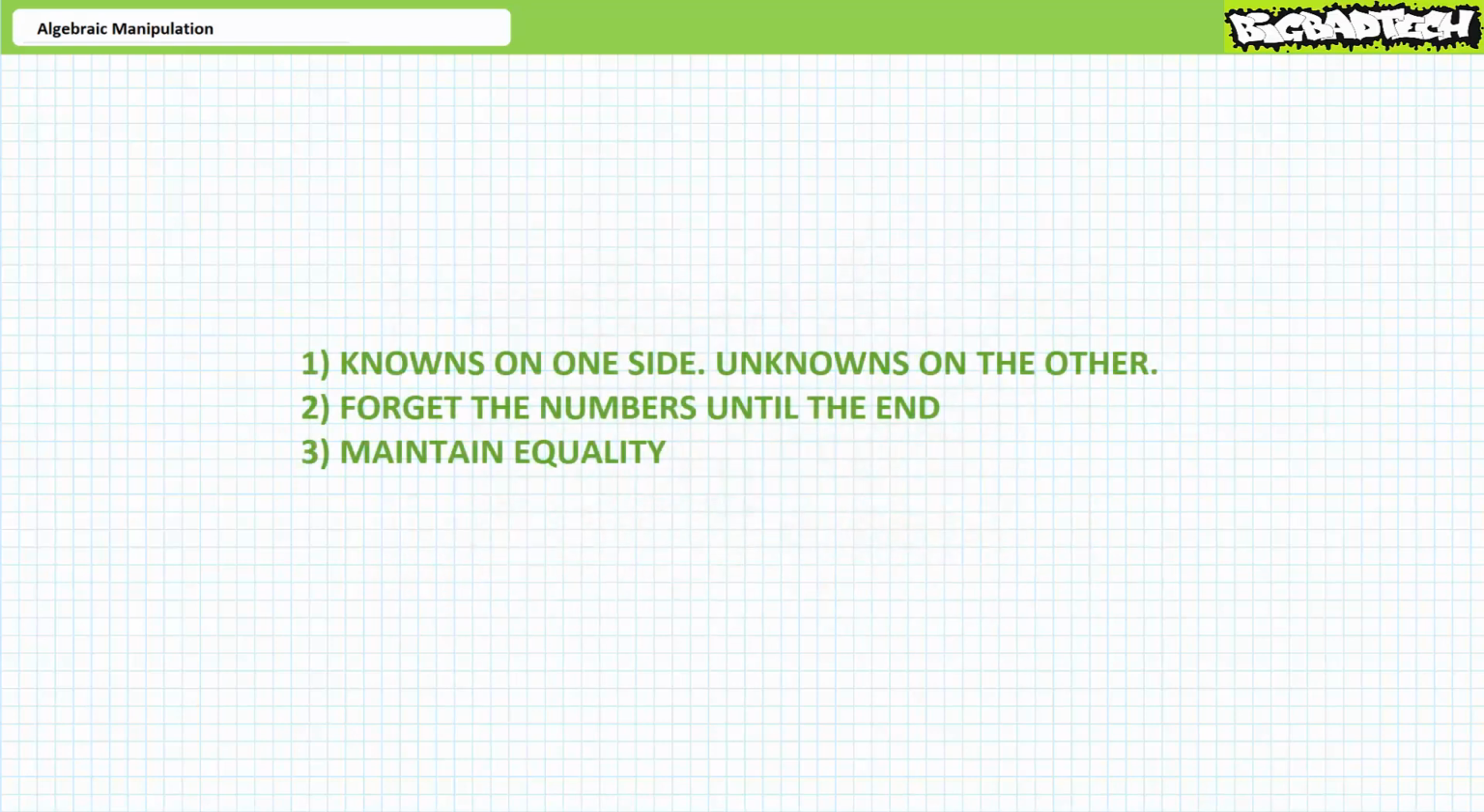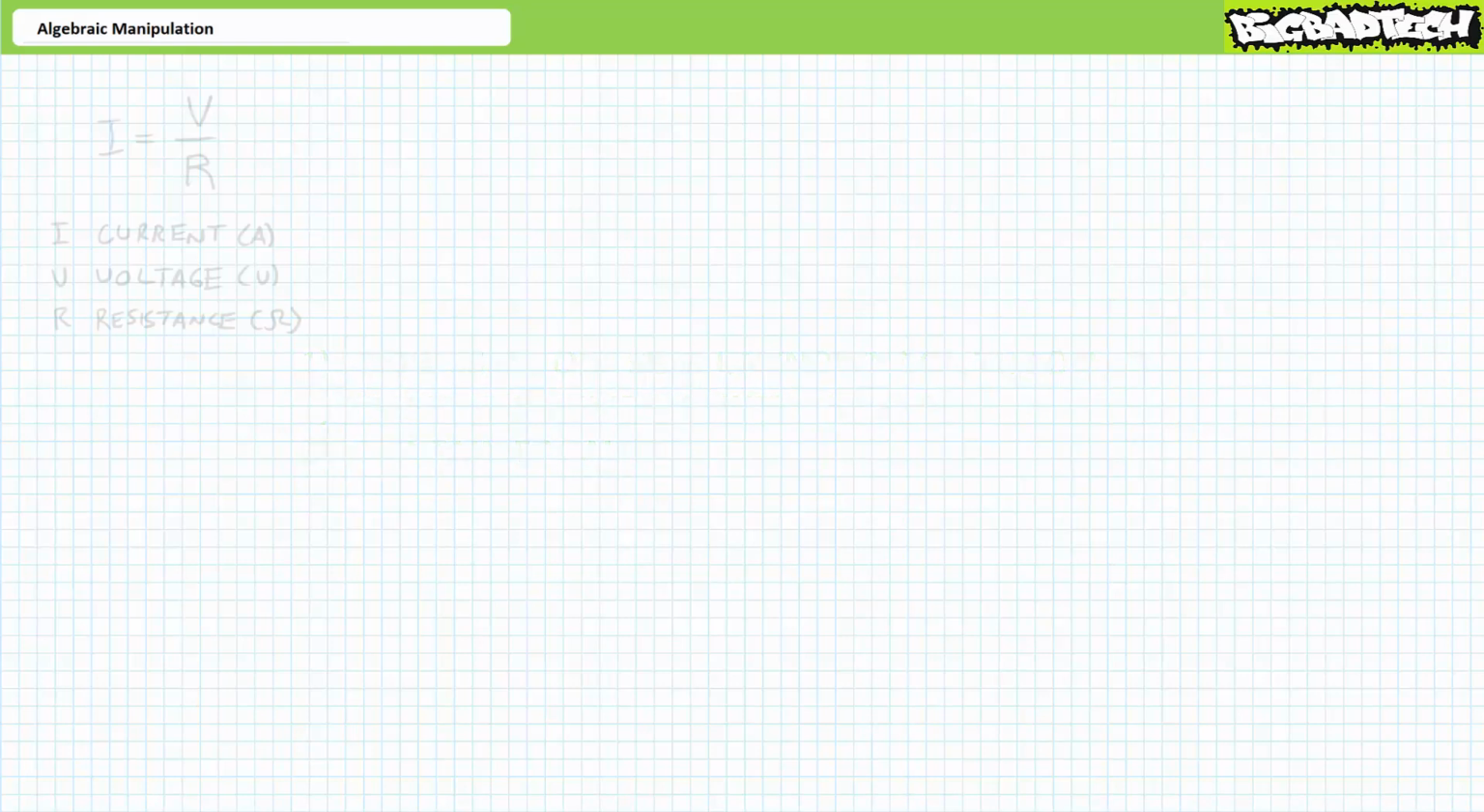1. Have a goal and keep the goal in sight at all times. The goal is to isolate the desired unknown property on one side of the equality and all the knowns on the other. 2. Forget the numbers and the units until the final step. Only when you arrive at a final expression should you substitute in the numbers and the units. And finally, 3. Follow the rules. You can't force a square piece into a round hole. Always maintain equality. Into the bag we go.